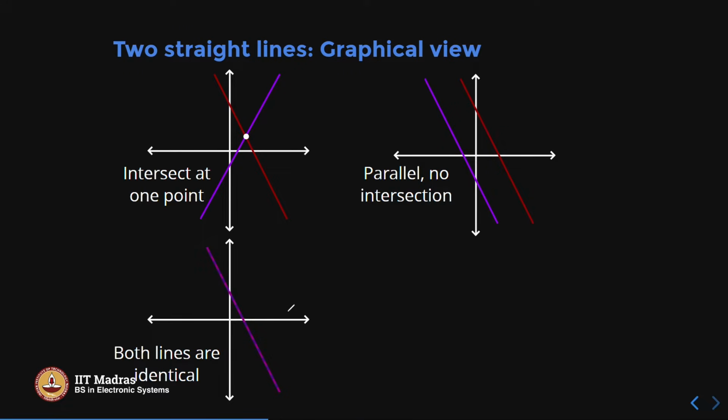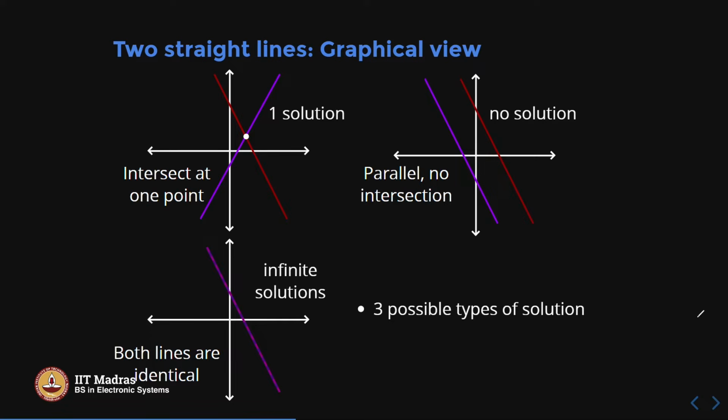So in each of these three cases, which you can easily visualize graphically, it turns out the type of solution is very different. When it intersects at one point, there is a unique solution. There's exactly one solution to the two linear equations. When they are parallel, there are no solutions. No value of x and y can simultaneously satisfy both those equations. If both lines are identical, there are infinitely many solutions. Okay, any x has a corresponding y, right? That's what happens when the two lines are the same.